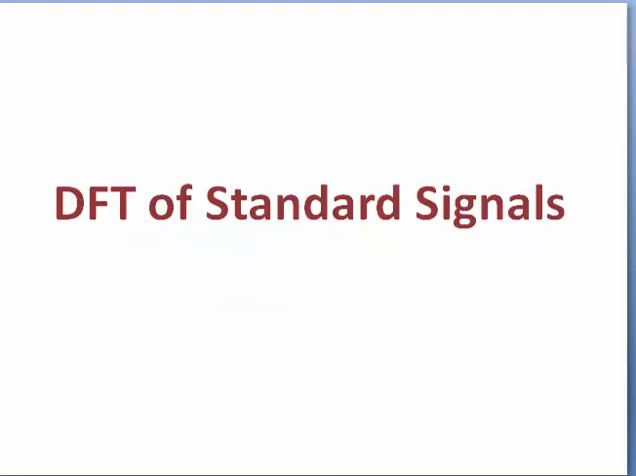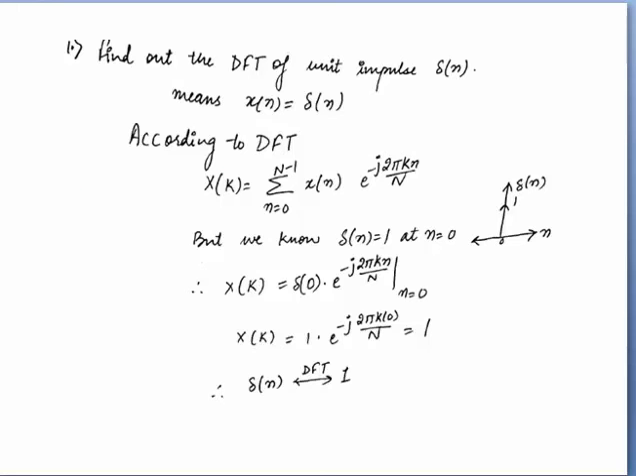Next is the discrete Fourier transform of standard sequences. First, find the DFT of the unit impulse signal delta of n. So in this, x of n is equal to delta n. According to the discrete Fourier transform formula, x of k is equal to summation n from 0 to N minus 1 of x of n e raised to power minus j 2 pi k n over N.